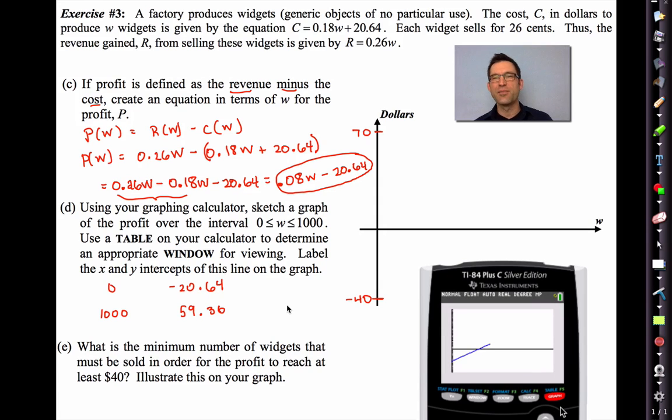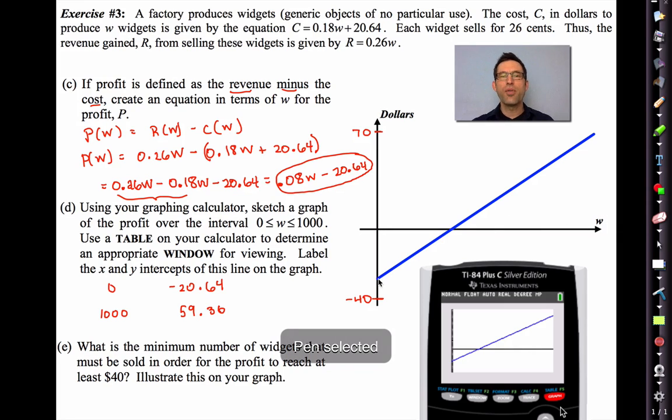All right, look at that. Let me put this on, change up my color, and it looks something like this. All right. Now it says label the y-intercept and the x-intercepts on the graph. Well, I know this is at negative 20.64. What's really cool is I already know what this is as well. That was that 258 I found on the last sheet. Right? That's the place where the revenue and the cost were equal to each other, and so therefore it'll be the 0 on here. Okay?